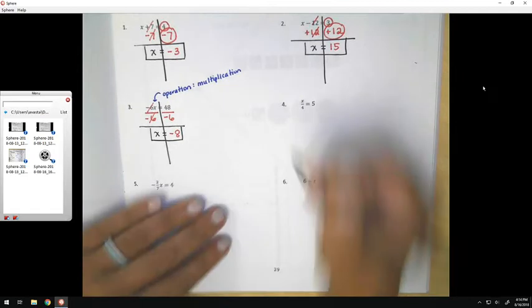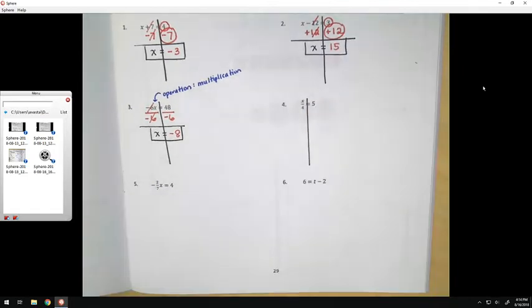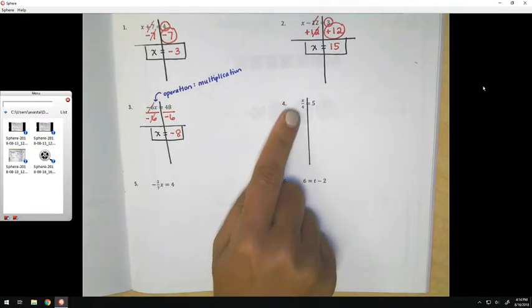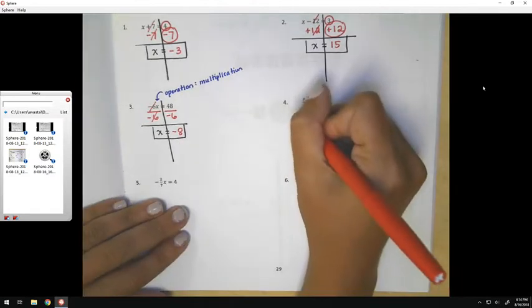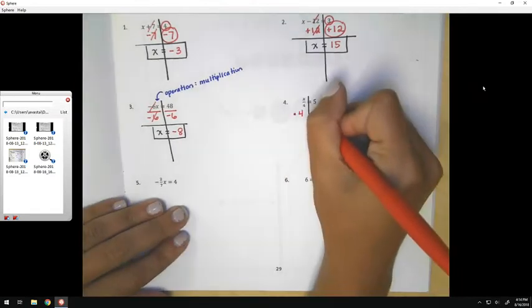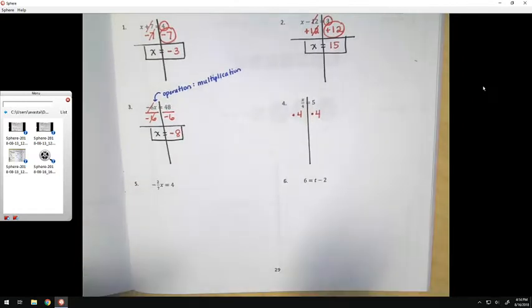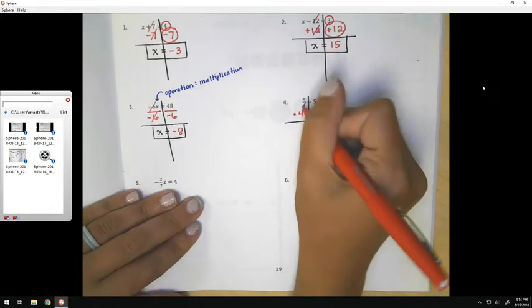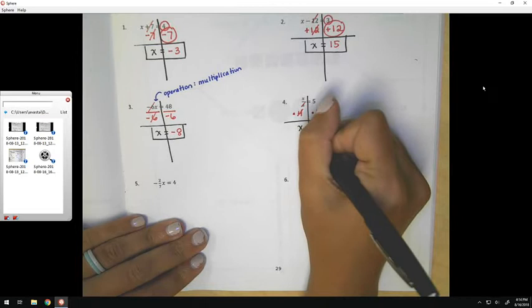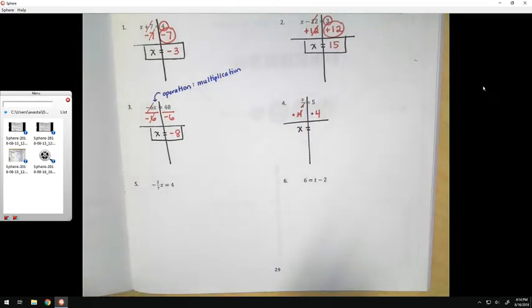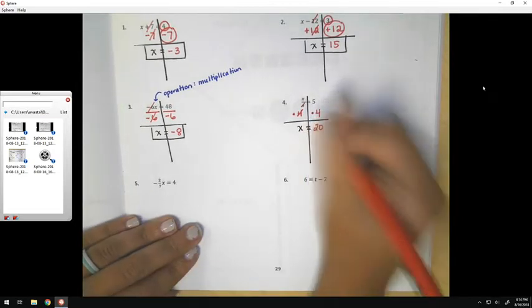In problem number 4, I would again draw my line through my equal sign. In this problem, I have x divided by 4. The inverse operation for division would be multiplication. So I'm going to multiply by 4 on both sides of this line. Now that means that the 4's are going to cancel each other out. So my answer would be x equals, and then 5 times 4 is 20.